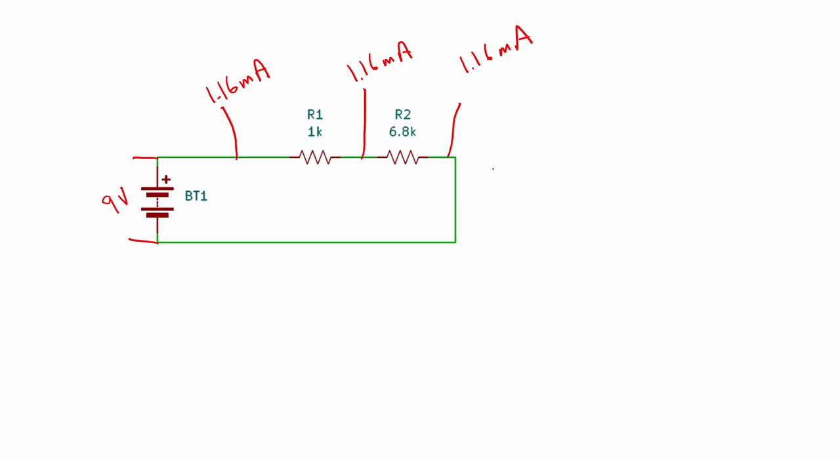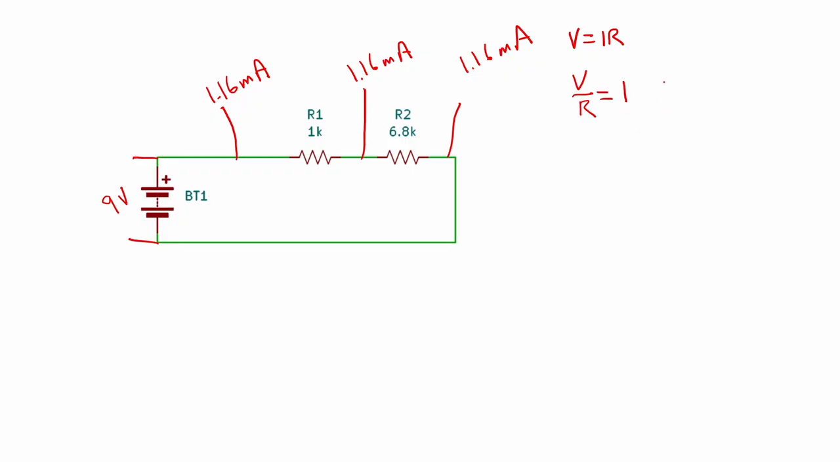Now, how close is this to what we get if we use Ohm's law? Well, Ohm's law is V equals IR, right? And if we don't know the current, we can work it out theoretically. We know that the power supply is 9 volts, and we have 2 series resistors, which gives us a total resistance of 7.8 kilo ohms. We just have to work out the current by dividing the voltage by the resistance.